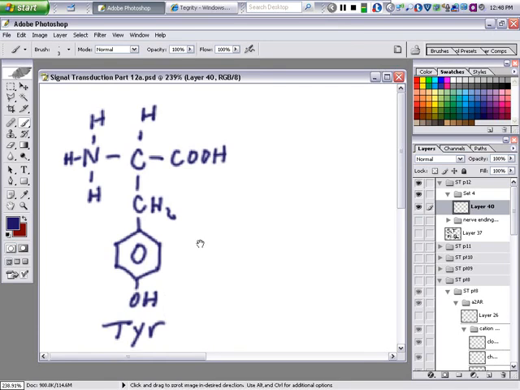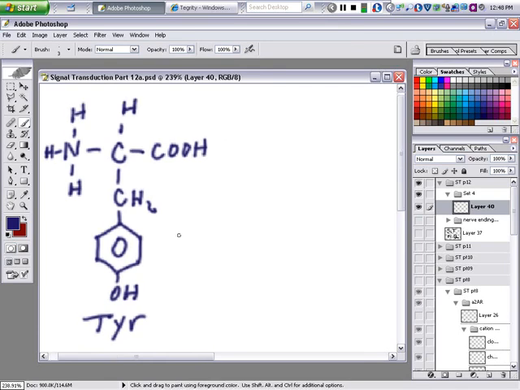Now, the first thing that has to happen to convert tyrosine into norepinephrine is we have to make a catechol. This is not a catechol. This is just a phenol because it only has one hydroxyl group. It's a para hydroxyl group, or really a 4-hydroxyl. And so this is a 4-hydroxyl.